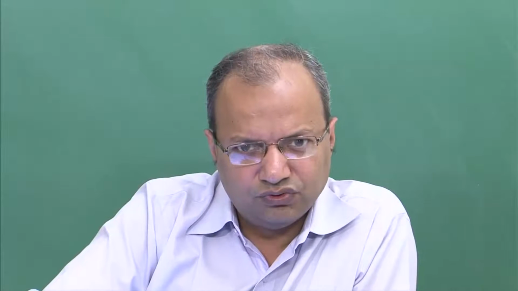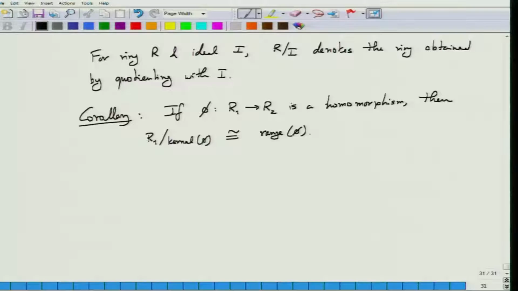You can just simply borrow this. That's a subring of R2. And this R1 quotiented with the kernel of phi is isomorphic to that subring of R2. This is again exactly the same way as we did for groups. The same theorem extends here. So quotienting with ideals allows us to create new rings, just as it allowed us to create new groups. So let's see some examples.